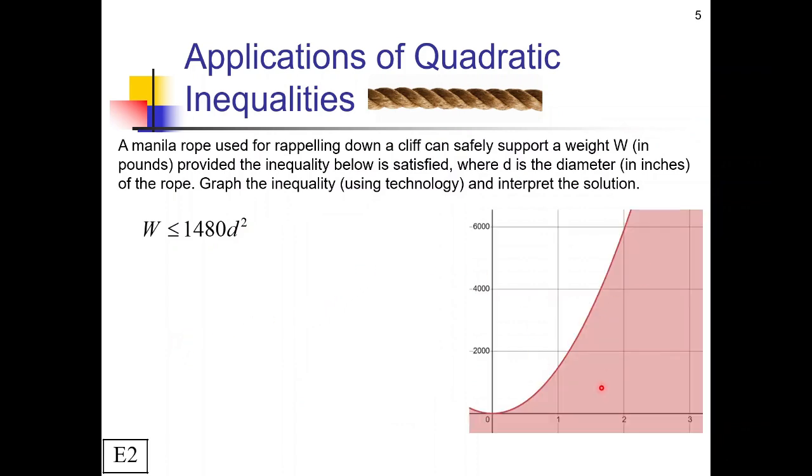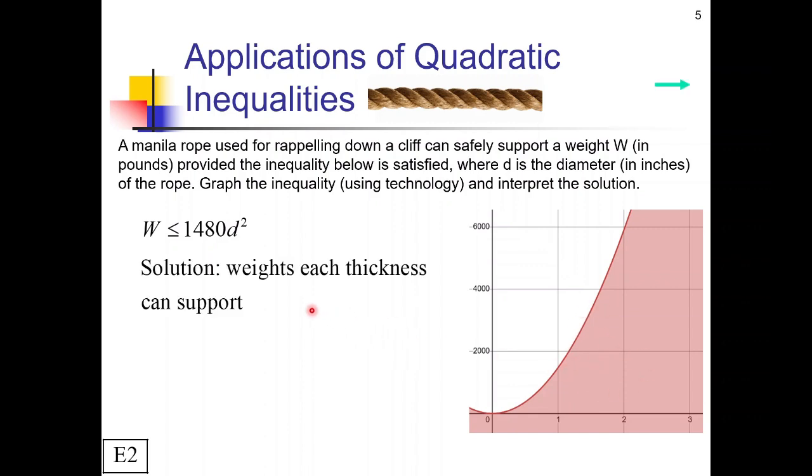So here's kind of a rough graph of what we just saw there. Now they wanted us to interpret the solution. So what do all these shaded points here actually represent? Well, the horizontal is the diameters, the vertical is the weights that those diameters can support. So this is basically all the weights that different diameters can support, all the weights that each thickness can support.